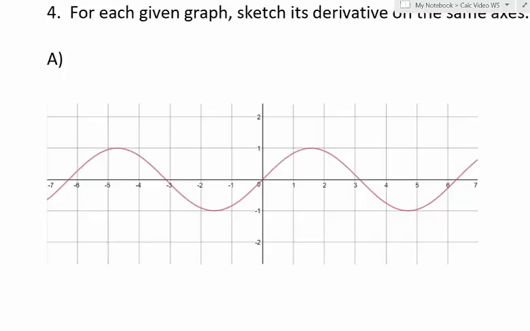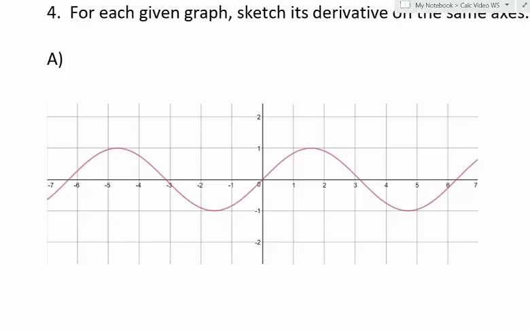All right, sketching a derivative given a function's graph. The key here is to look for slopes of 0 on the original graph, because a slope of 0 on the original graph shows up as a y value of 0 on the derivative.